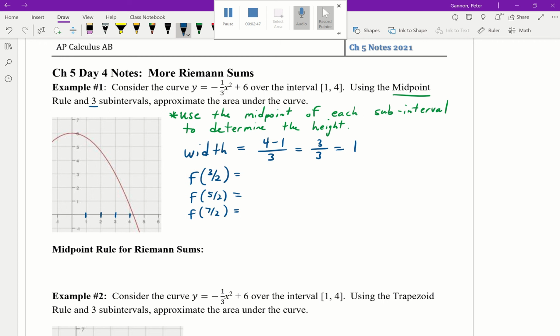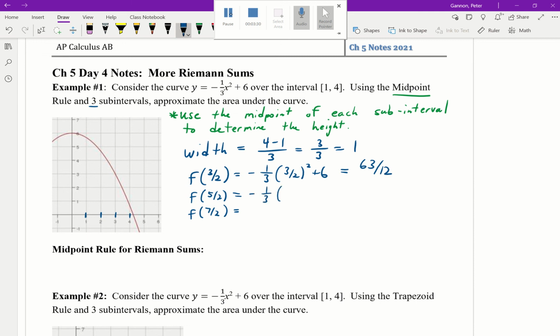So at that point, we're going to plug those into our function. So we have negative 1/3 times 3/2 squared plus 6. If we simplify that, we get 9/4 times negative 1/3. So that's negative 9 over 12. Then if we get a common denominator of 12, we're going to get 72 over 12. So negative 9 plus 72 is going to be 63 over 12.